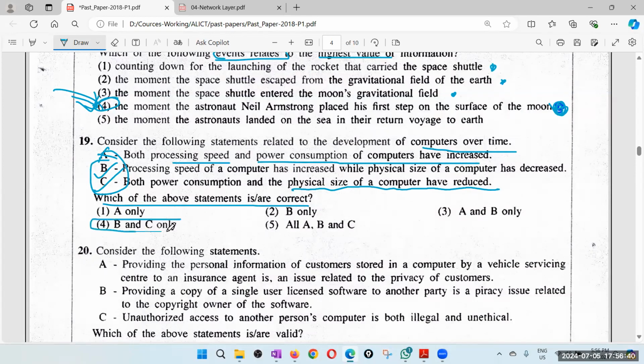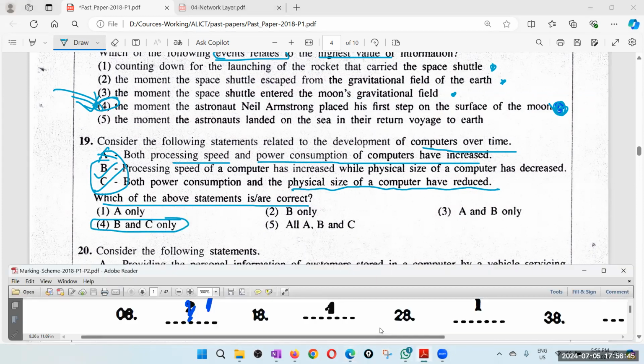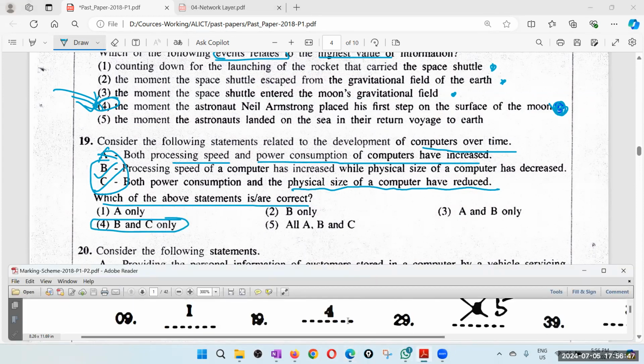B and C is there. So is that the answer? 19. Yes, examiner's answer is also B and C. That means examiner has also accepted, considered that power consumption is getting reduced. I think that is fair. That is fair.